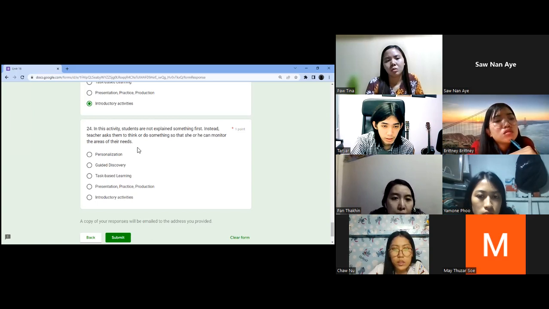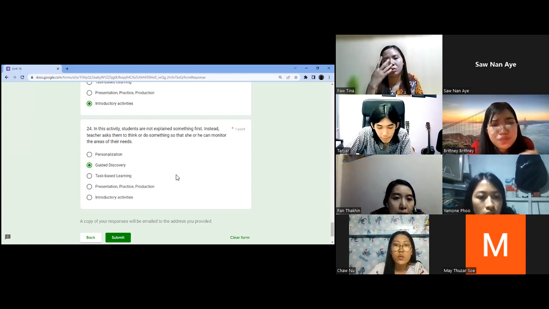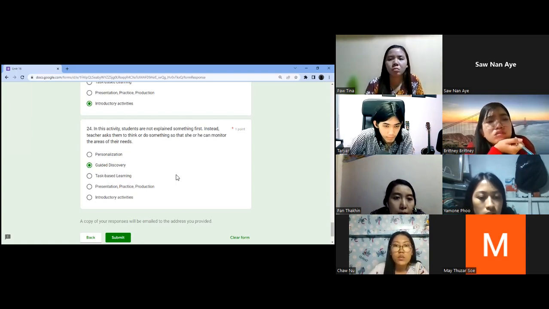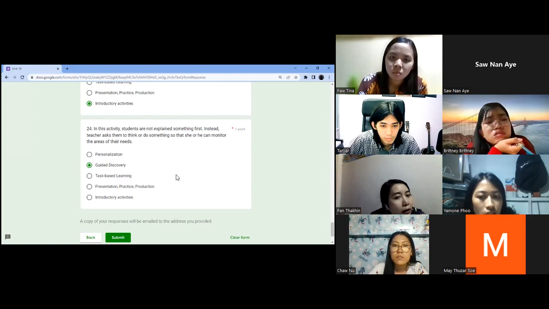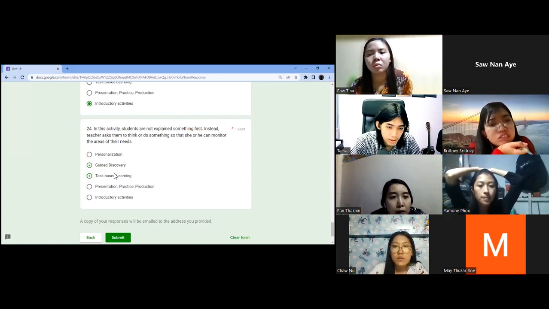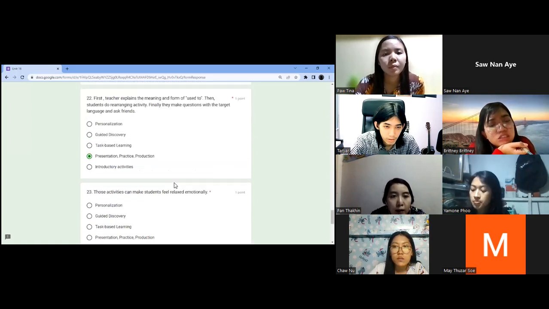Monitor. Guided discovery. Guided discovery. Yes, I think so. I think it can also be textbook, right? And then it's like TBL. What about TBL? Yes, it can also be.